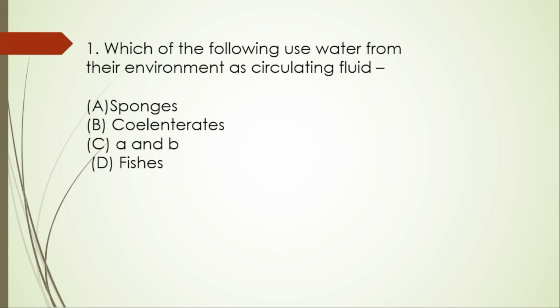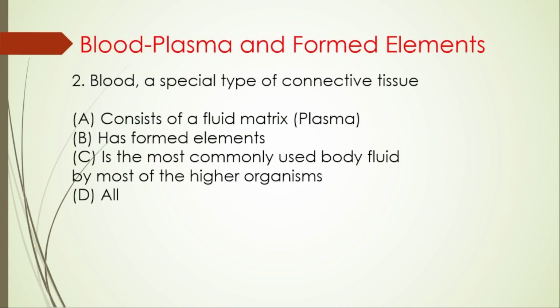So the next question is question number 2, from blood plasma and formed elements. Blood, a special type of connective tissue, A, consists of a fluid matrix, that is plasma. Yes, of course, it contains a liquid portion called plasma. And B, has formed elements. It contains cellular components like erythrocytes, that is red blood cells, and leukocytes, WBC, and platelets also.